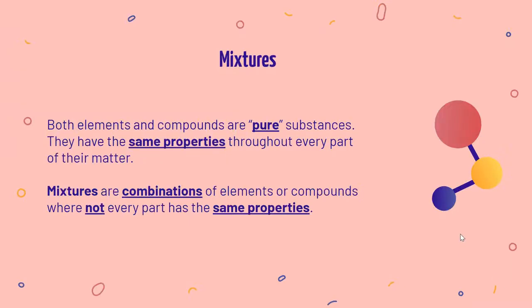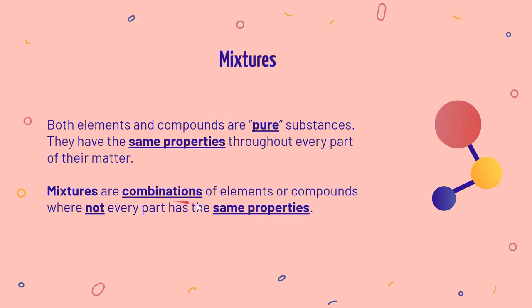Now let's talk about what happens when we mix things together. Elements and compounds, we say, are pure substances. They are one ingredient, and they have the same properties throughout every part of them. So those gold bars are the same throughout. Table salt is the same throughout.